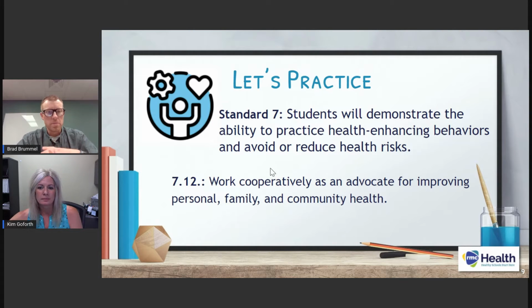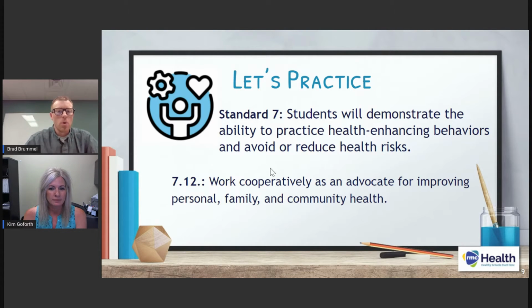Kim's going to focus on an activity that is about personal responsibility, and specifically the performance indicator, working cooperatively as an advocate for improving personal, family, and community health. Perfect. Kim, you ready to share?